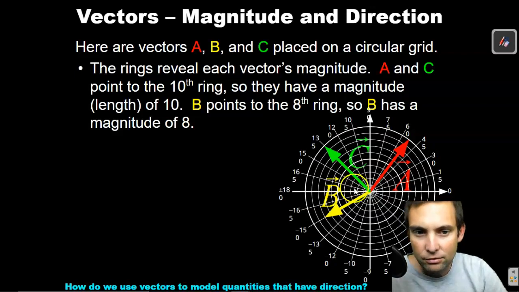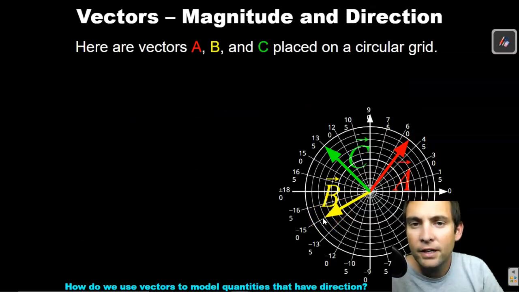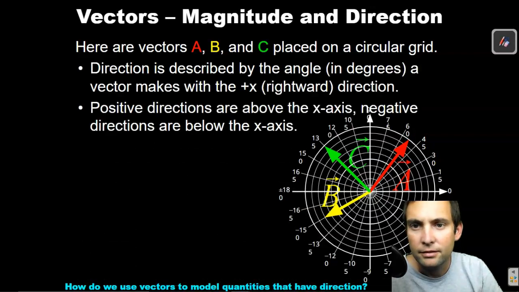B points to the 8th ring. 1, 2, 3, 4, 5, 6, 7, 8. So vector B has a magnitude of 8. Here are vectors A, B, and C placed on a grid.